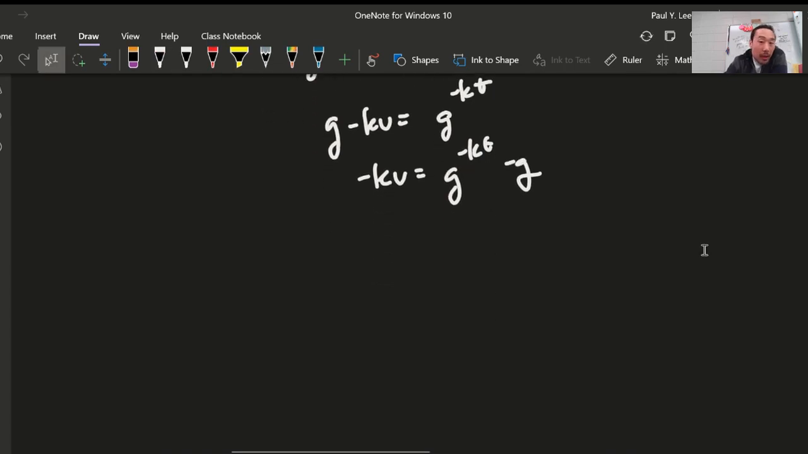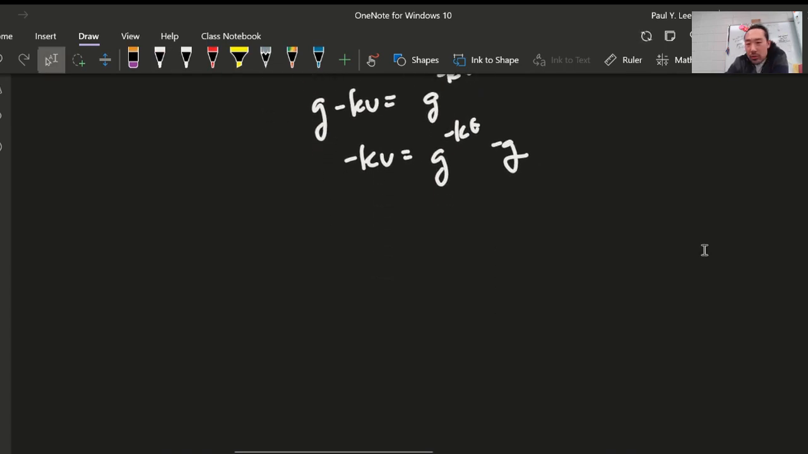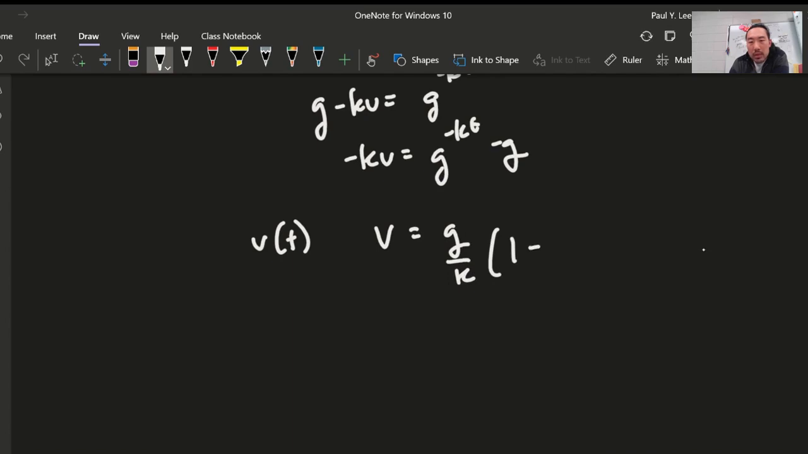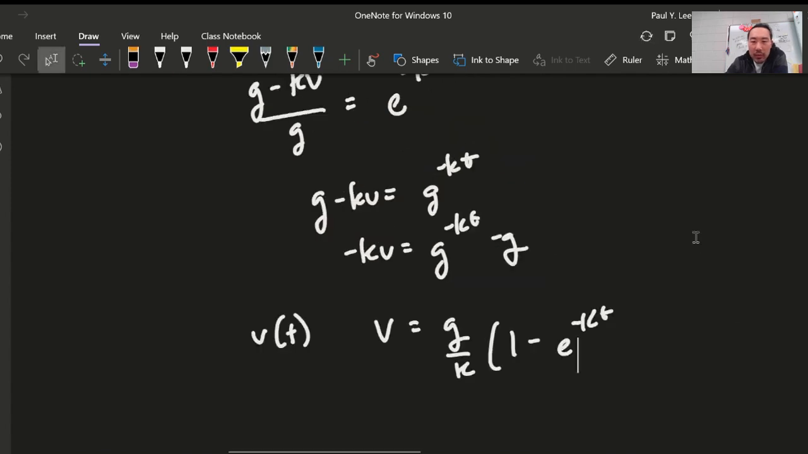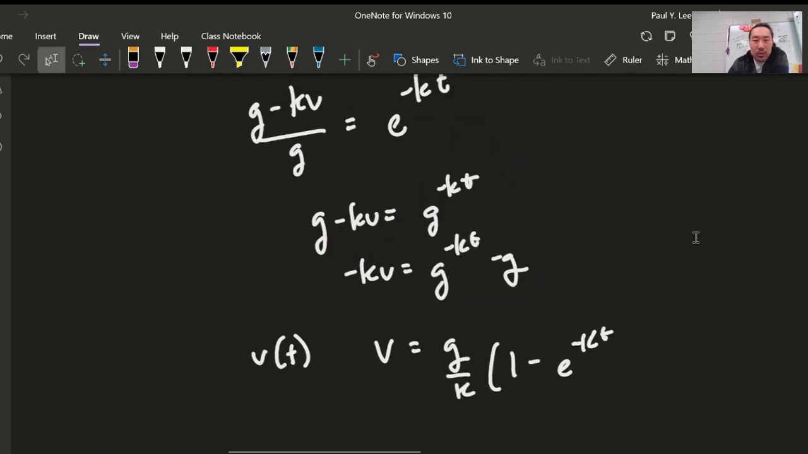All right. At this point, all we have to do is divide both sides by negative k, and so we get the velocity at any point. Okay, so this is technically v of t at any point is equal to g divided by k times 1 minus, there should be an e there, right? e to the negative kt power. Excuse me, I think I replaced that e with the g, so I'll go back and fix that.